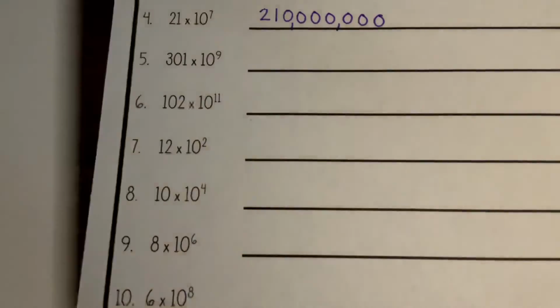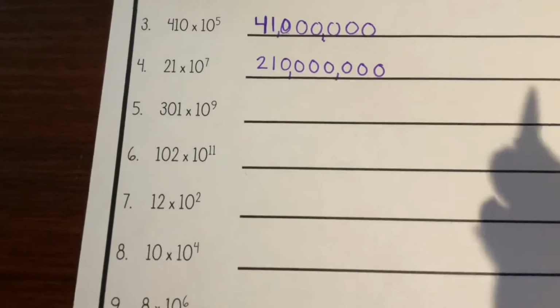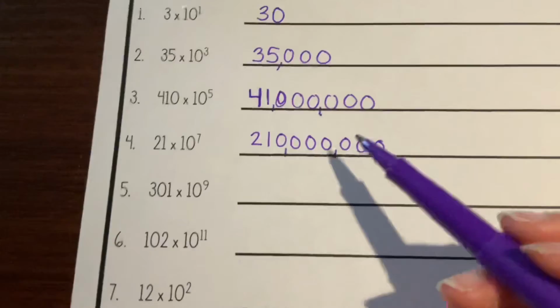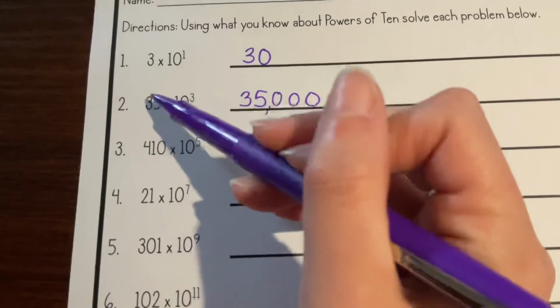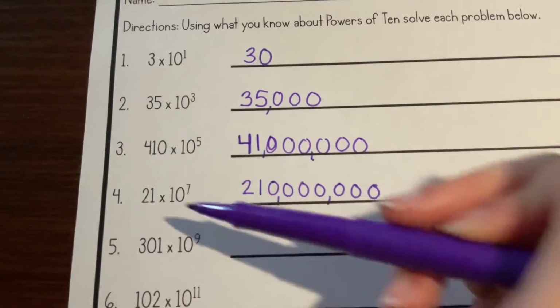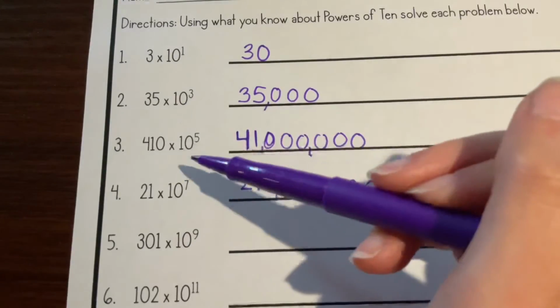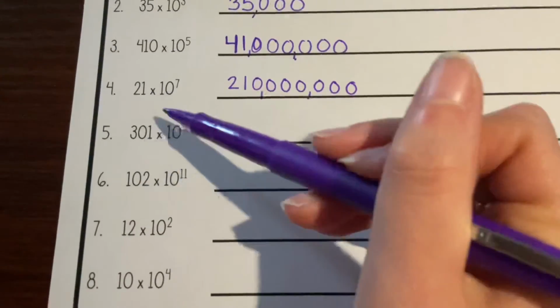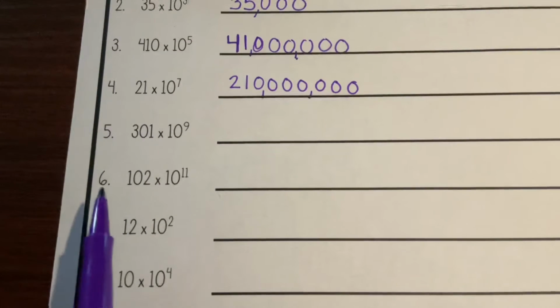Now let's move on. Okay, let's look at number 5. So remember, this is what I was talking about at the beginning of the lesson, where we look at this value, the number 35, 410, 21, and then we multiply it by a power of 10. That power of 10 tells us how many zeros to add. So I have this. I want you to write 301 times 10 to the 9th power.